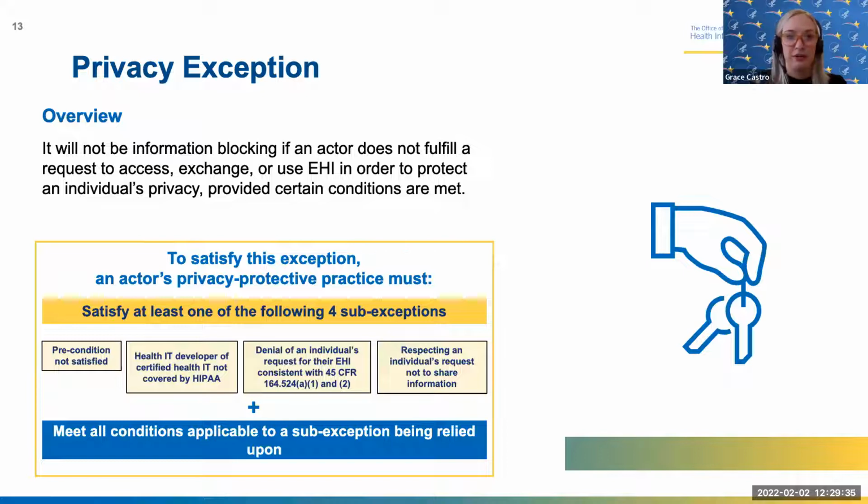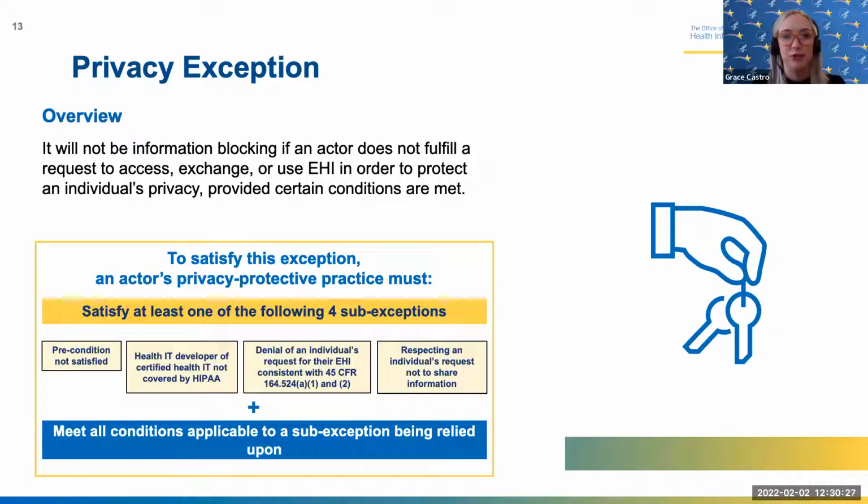It will not be information blocking if an actor does not fulfill a request to access, exchange, or use EHI in order to protect an individual's privacy, provided that certain conditions are met. So if you look at the box on the bottom left, you'll see that there are several steps to satisfy the privacy exception. To satisfy it, an actor's privacy protective practice must satisfy at least one of the following four sub-exceptions and meet all of the conditions applicable to a sub-exception that's being relied upon. And as you can see here, in the pale yellow, there are four possible sub-exceptions that can be used under the privacy exception.